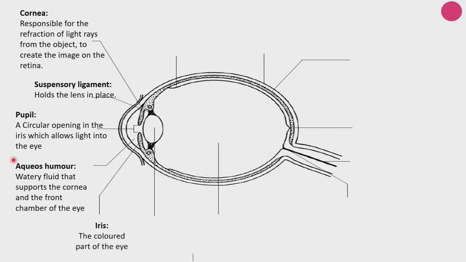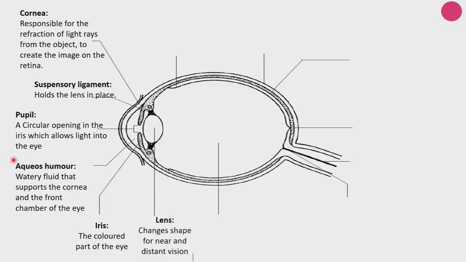Then the iris is the colored part of your eye, whether you have green or blue or brown eyes. The pigment in the iris determines that. And this is the part that controls the size of the pupil with the two muscles that it contains, which Yolandi will quickly recap with you.